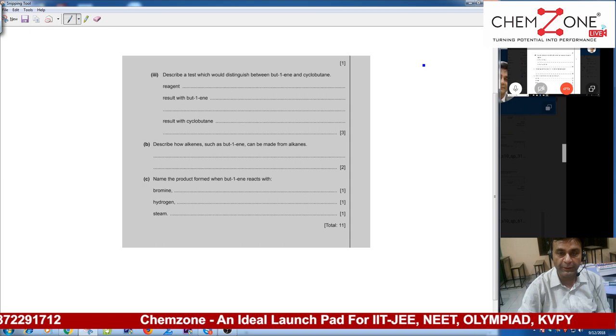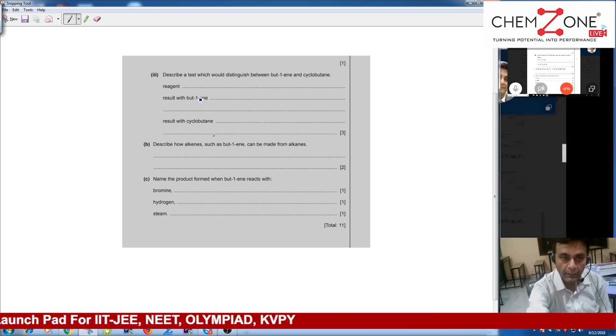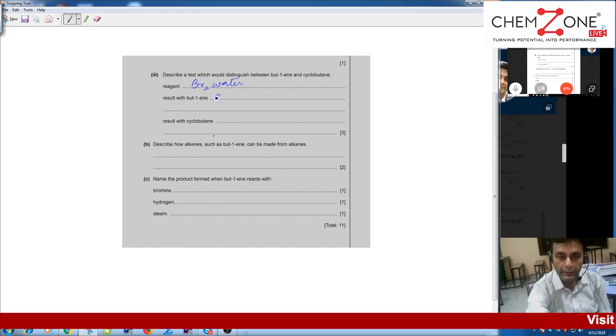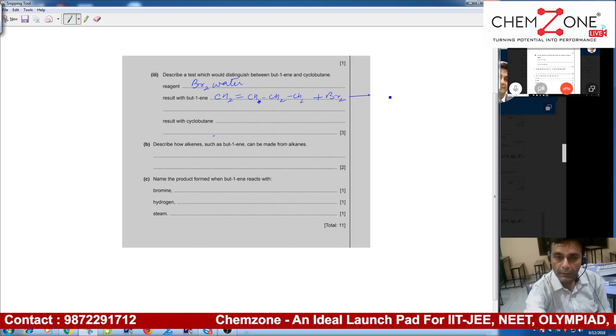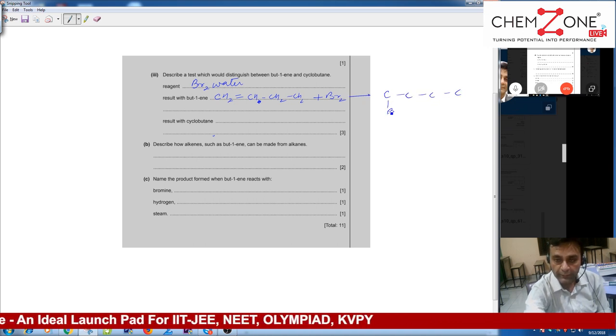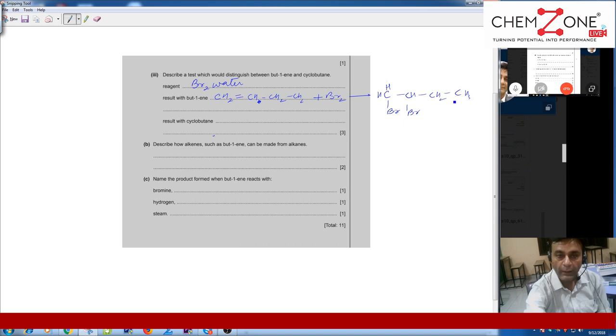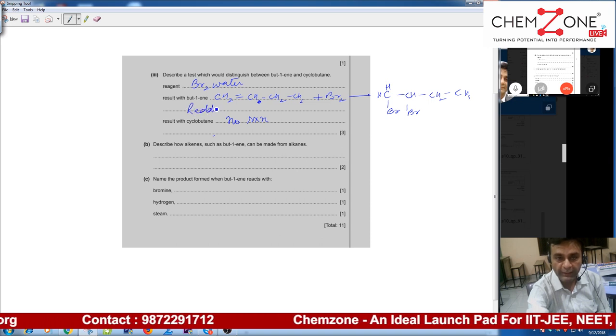Describe a test which can distinguish between butene and cyclobutane. A reagent we can add here, for butene and cyclobutane, is bromine water. In case of the butene, if we add here bromine water, wherever we have the double bond, there the addition of the bromine will take place. Right? But with the cyclobutane, the reaction will not take place. No reaction with cyclobutane. And the result will be the reddish brown color of the bromine will get discharged.